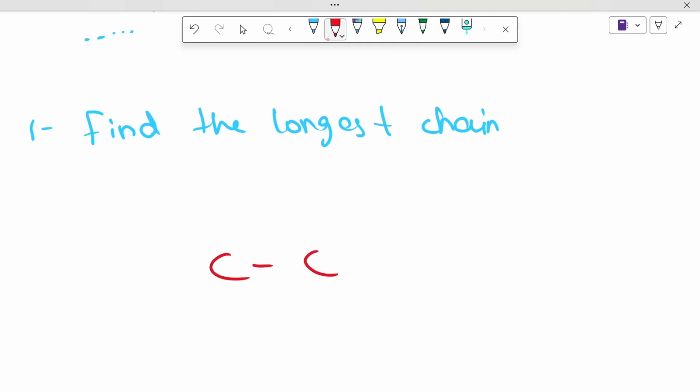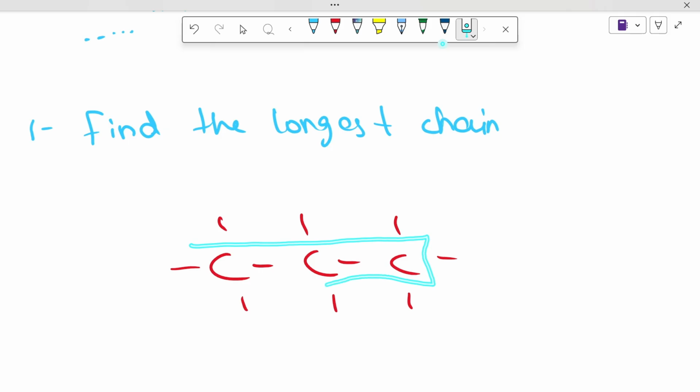For example, let's see, this is a compound, right? I'm just going to write these dashes. I'm not going to write the hydrogens because it takes up a lot of time. So first of all, we find the longest chain. What's the longest chain over here? Obviously this one, because there are three carbons in here. When I talk about the longest chain, I mean carbons, nothing else. So there are three carbons right here.